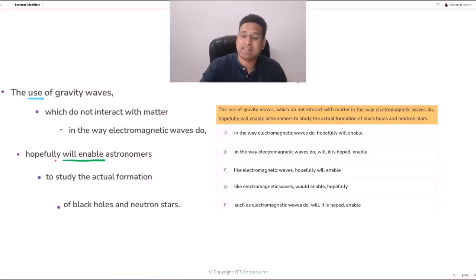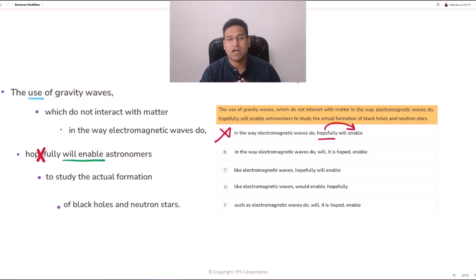What does that mean? This means that we are looking for a sentence adverb and not a verb adverb. Very, very important. We are looking for a sentence adverb. And what did we just learn about sentence modifiers? Absolutely correct. They need to be separated from the sentence by a comma, and they need to be placed typically at the start of the clause, right? So whichever way you look at this, answer choice A is absolutely incorrect because hopefully modifies enable.